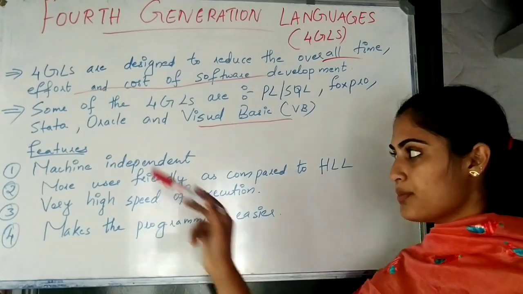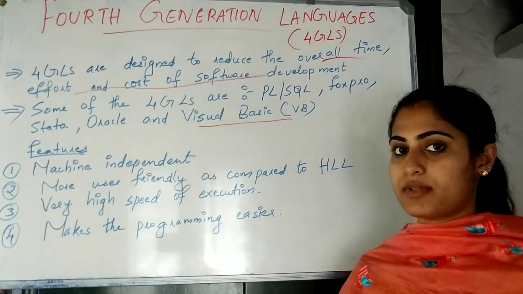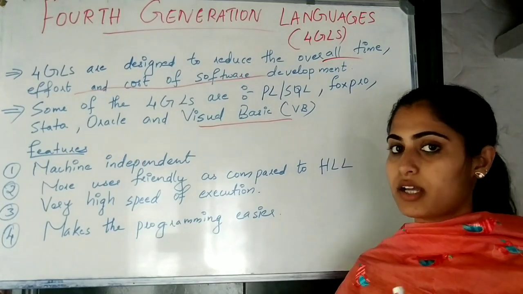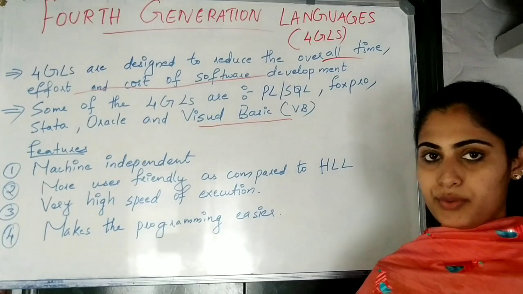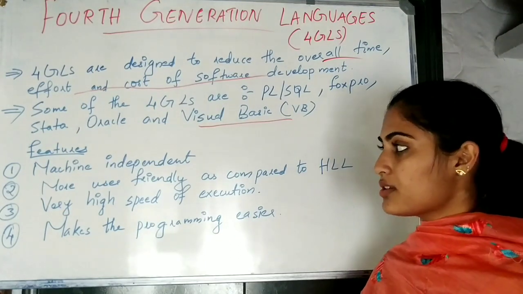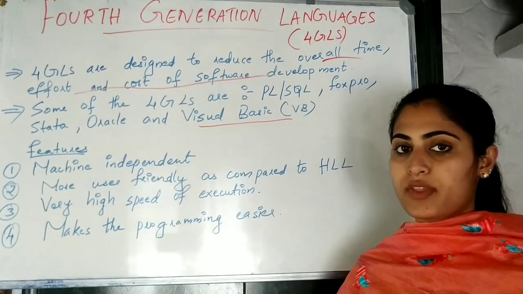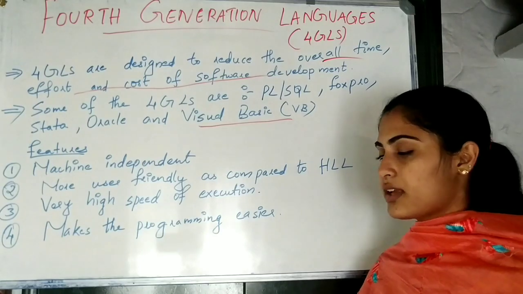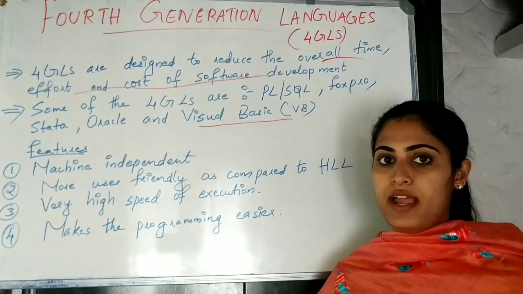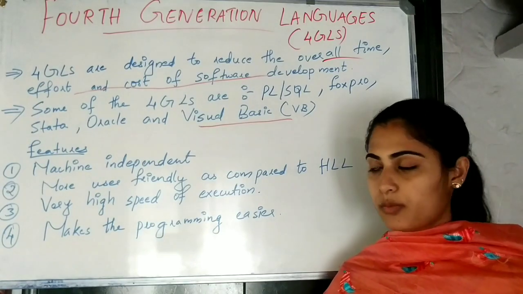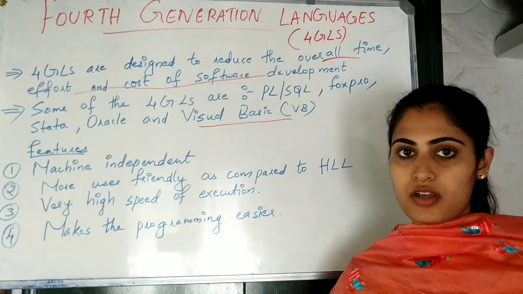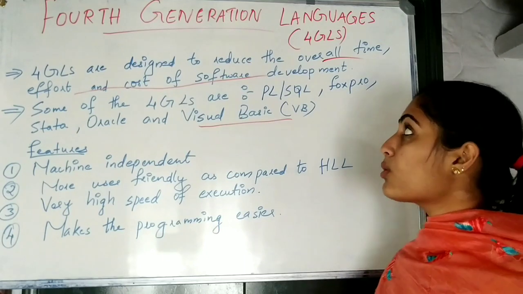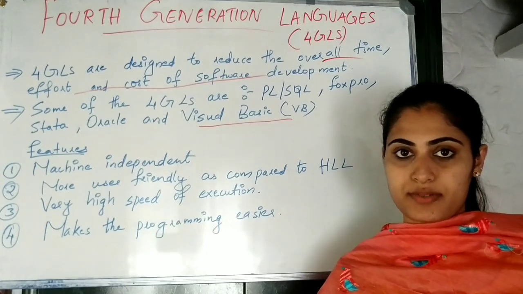First one is they are machine independent. They are not dependent upon any particular type of computers. They could be used in any type of computers. Okay. Second point is they are more user friendly. And third point is they have very high speed of execution. And fourth point is they make the programming easier. Okay. So this is about fourth generation languages.